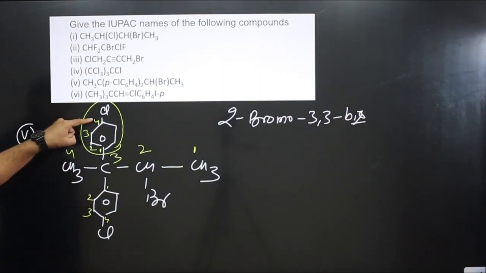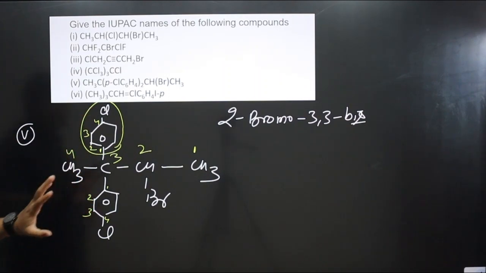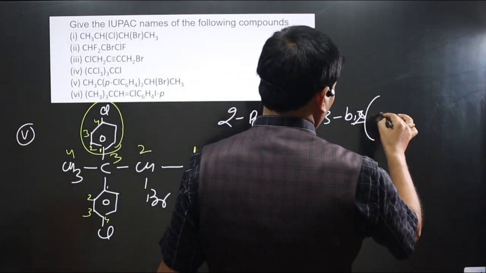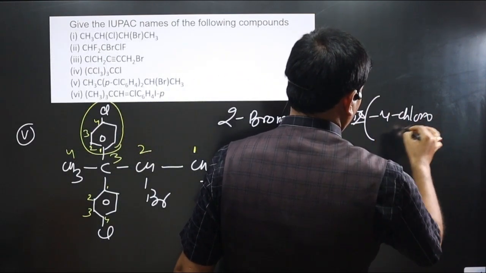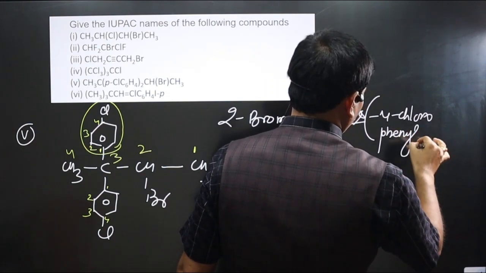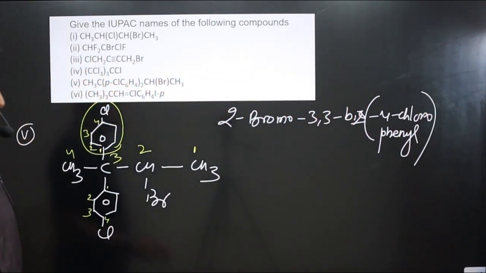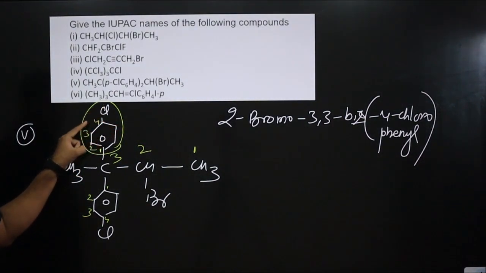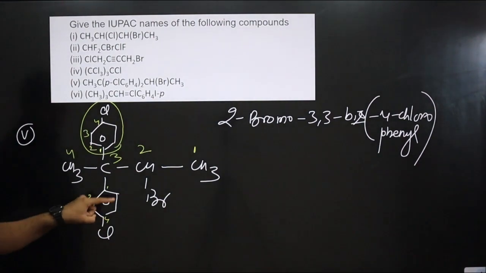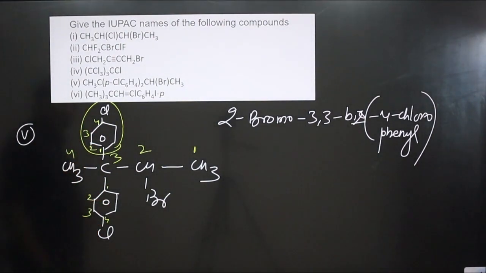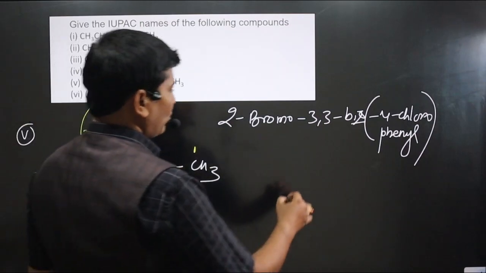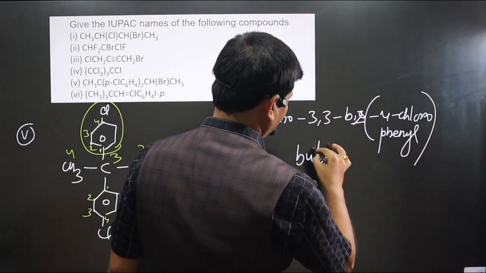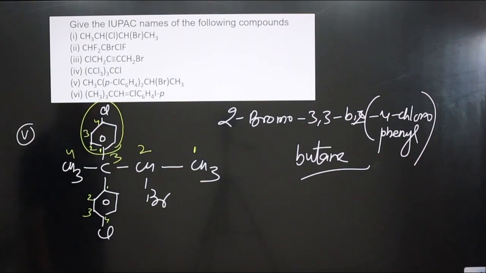and we have 4 chlorophenyl. In the bracket we can mention 4 chloro, and phenyl is there. To the benzene ring, halogen is attached to the 4th carbon, 1 2 3 4, 4 chloro, and this is phenyl, 4 chlorophenyl, 2 times you have to mention. And then parent chain, how many carbon are there? 4. Then we can mention butane. So 2 bromo 3,3 bis 4 chlorophenyl butane. Okay, very interesting. Now move on to the next.